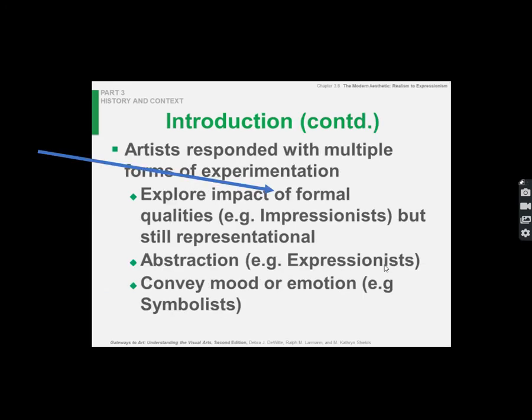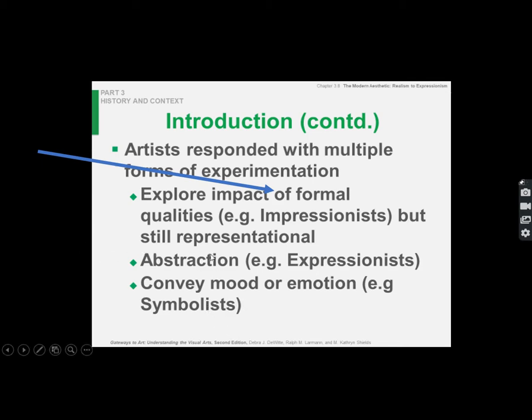So with all this happening, artists are going to respond with multiple forms of experimentation. The whole world is changing. Why not art? Artists are going to explore the impact of formal qualities. So that's the whole first section of the course that we looked at, breaking everything up into line, color, shape, value, texture, repetition, movement. They're going to go to that as a means of making art. Up until then, it's been about making paintings and sculptures look like things or people. So this is going to be very revolutionary.